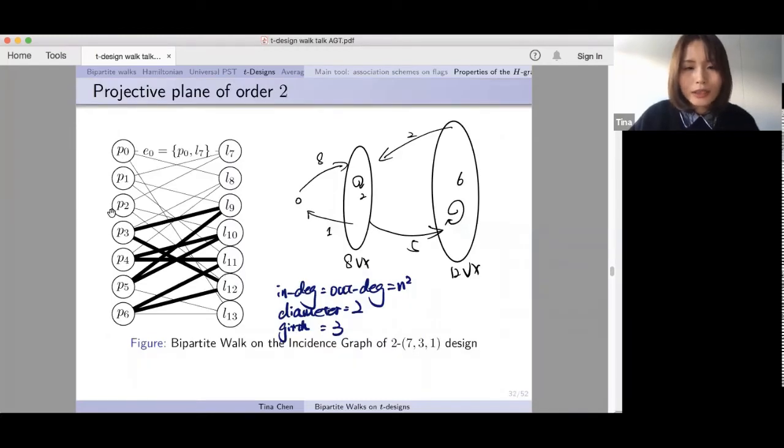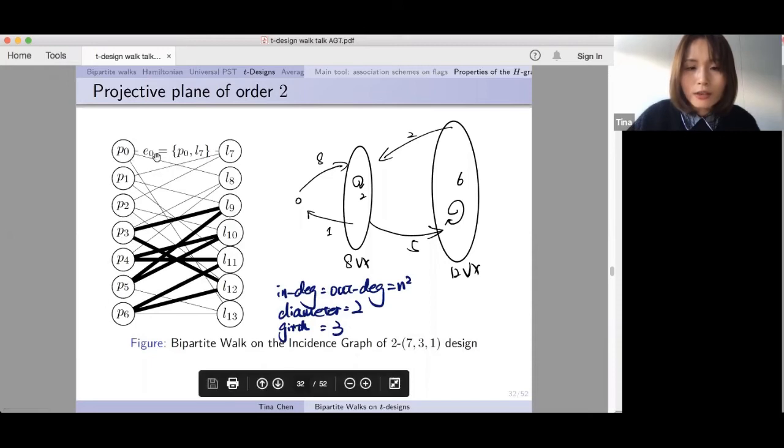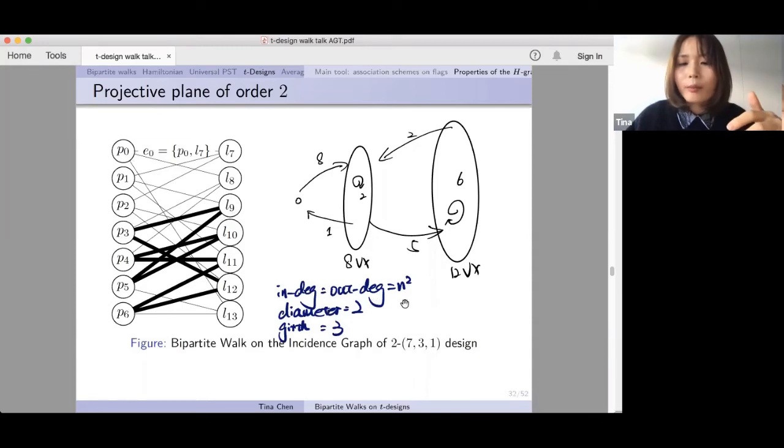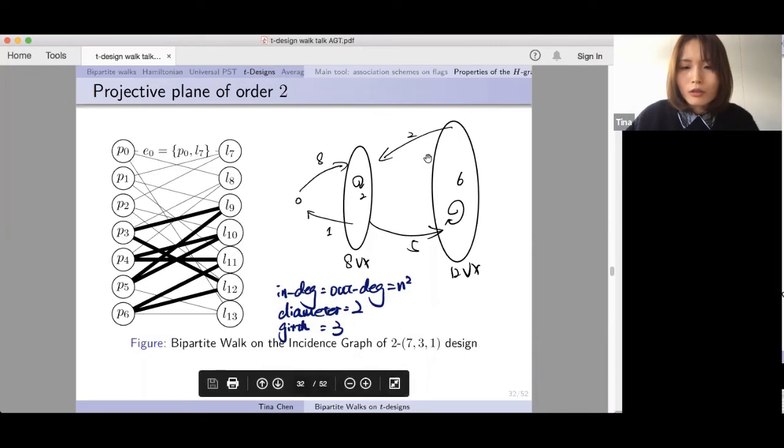And here is a quick example of the projective plane of order 2. These two lines here are the neighbors of E0 in the H-digraph, and here is the H-digraph of the projective plane of order 2. Because the parameters of a projective plane of order n are determined by the order, the in-degree and out-degree can be written just in terms of the order of the plane. So yeah, it will have a very nice form.